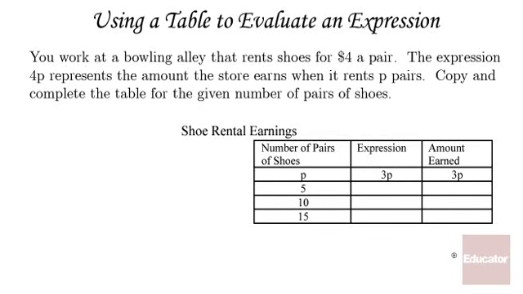Using a table to evaluate an expression. You work at a bowling alley that rents shoes for $4 a pair. The expression 4p represents the amount the store earns when it rents p pairs. Copy and complete the table for the given number of pairs of shoes. So this table represents shoe rental earnings. Over here we have number of pairs of shoes, so starting out with p, then 5, 10, and 15. So the variable is p, and we're going to be evaluating for 5 pairs, 10 pairs, then 15 pairs. And we're going to be evaluating for those numbers by plugging it into the algebraic expression of 4p.